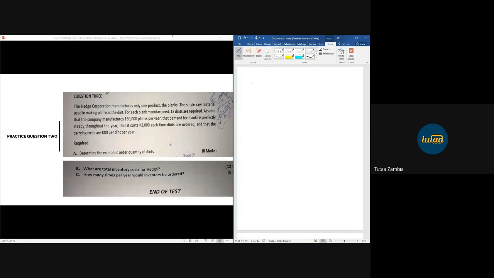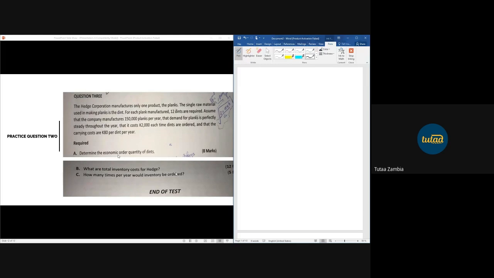So what we are looking for under A is the economic order quantity. Under B, we're just looking for the total variable cost, written as total inventory cost for Hedge. And C is basically asking us to find the number of orders: how many times per year would inventory be ordered?